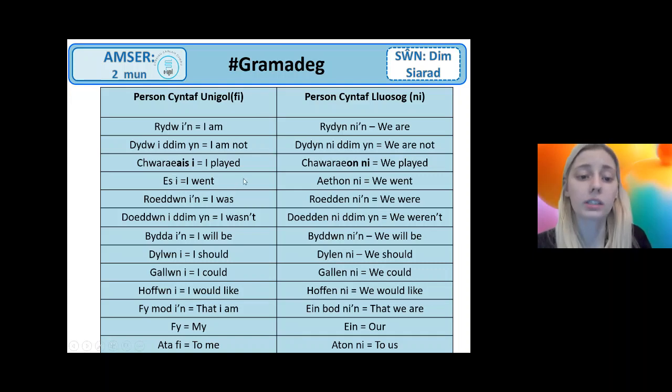If you look at the past tense, "I" tends to be on the end of the regular past tense for I, singular, or "ni" is the plural for we. And we've seen this before, the irregular past tense is "es i", I went, "aethon ni", we went, is the plural. "Roeddwn i'n", I was, "roedden ni'n", we were. And then we have the negative, so "doeddwn i ddim yn", and "doedden ni ddim yn". Then we have the future tense, "amser dyfodol", "bydda i", I will be, and "byddwn ni", we will be.